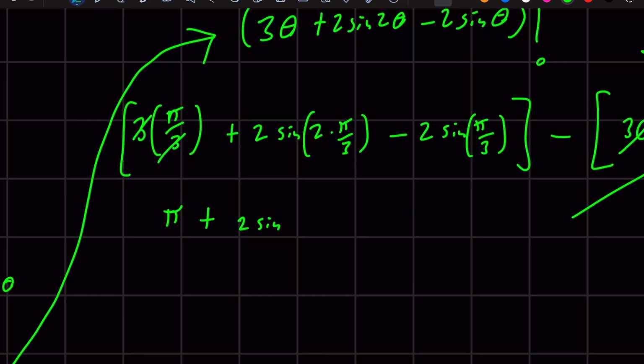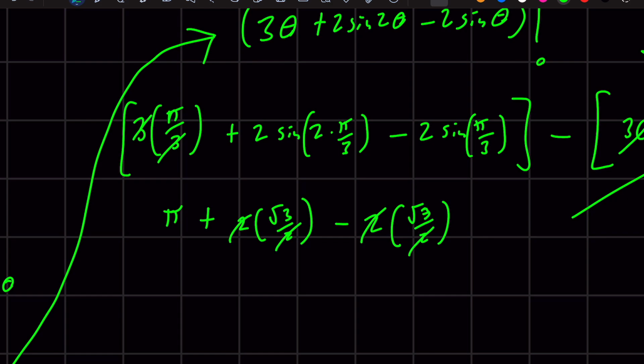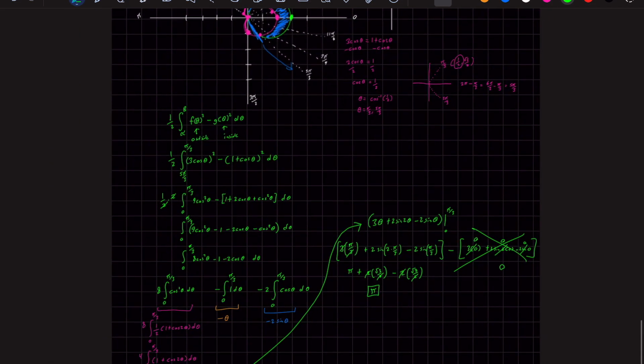Sine of 2 pi over 3, well, what's sine of pi over 3? The sine of pi over 3 is radical 3 over 2. The sine of 2 pi over 3 is the same thing in the second quadrant, but sine is also positive in the second quadrant. So it's going to be radical 3 over 2. So 2 times radical 3 over 2. Then we have minus 2 times sine of pi over 3. The sine of pi over 3 again is radical 3 over 2. So now these 2's cancel out. And now look, we're left with radical 3 minus radical 3. So these go away. We're left with, the answer is just pi. And that's our answer.